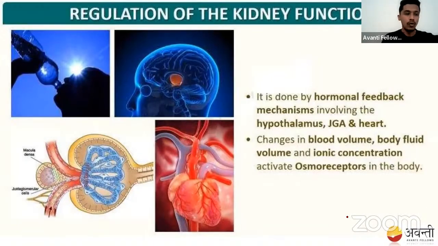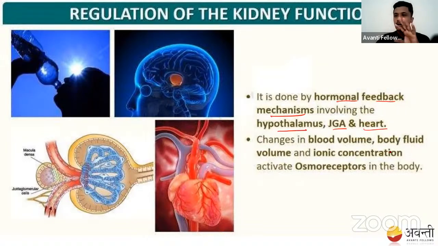Next we have to understand another final aspect, that is the process of regulation of kidney function. Regulation means how much urine has to be formed, or whether the filtration process has to be fastened or slowed down. This happens because of the hormone feedback mechanisms involved in our body. Important aspects of our physiology involved are the hypothalamus, the juxtaglomerular apparatus near the nephrons, and the heart.